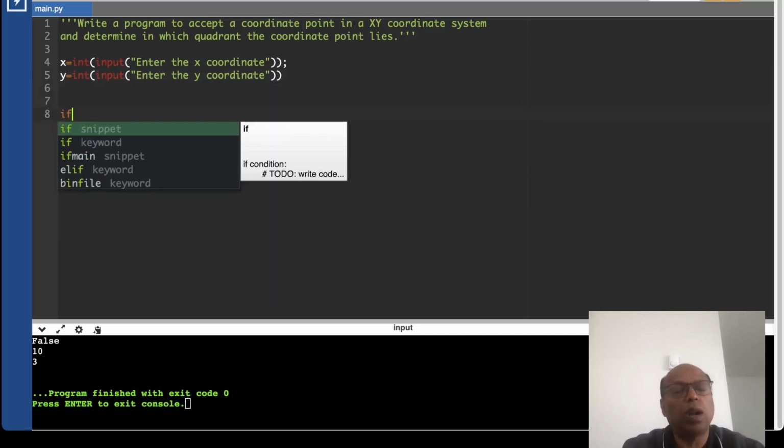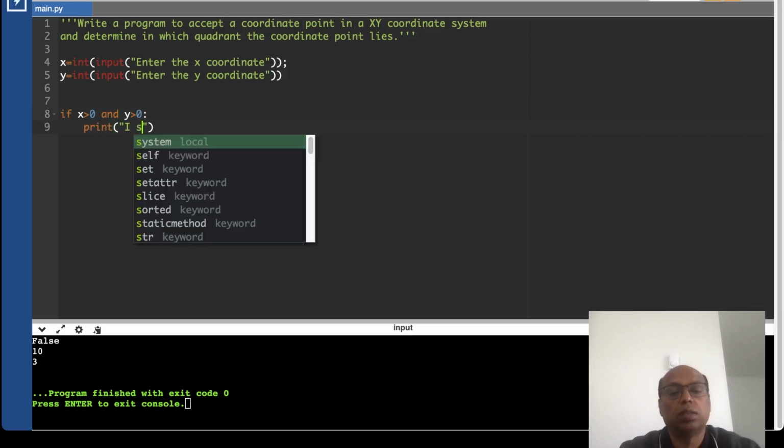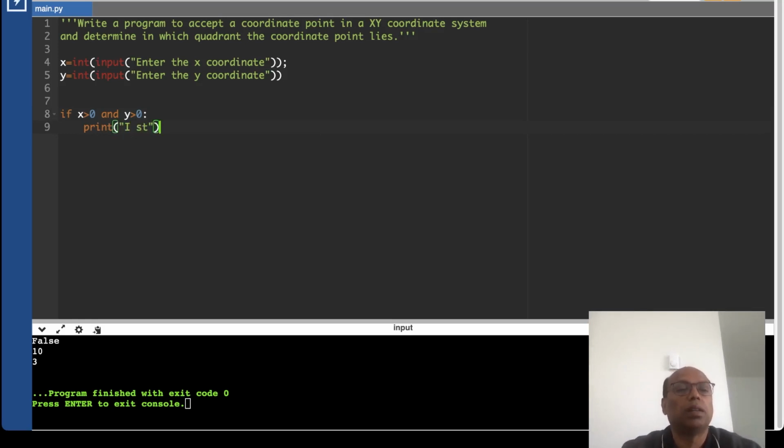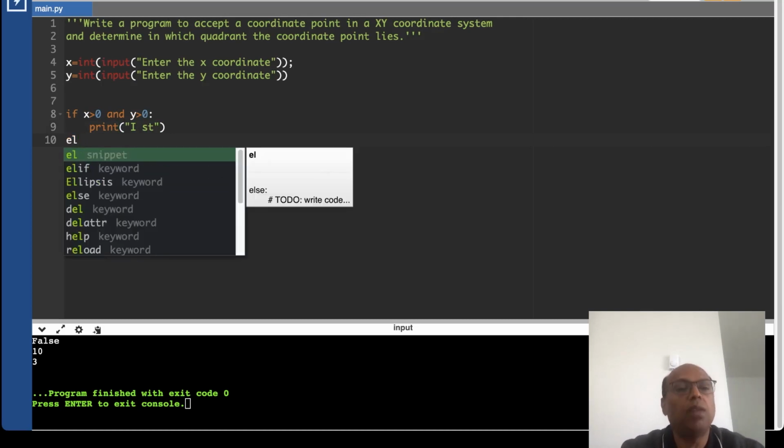If you want to lie in the first quadrant, your x has to be positive and your y also has to be positive. See, both the conditions have to be satisfied, so that it lies in the first quadrant. It is in first quadrant. I'm putting the short form. Okay, else if not, I'm going to have one more else.